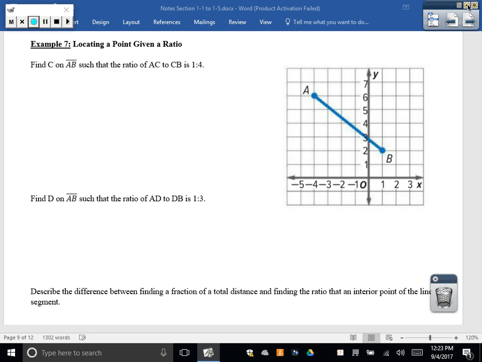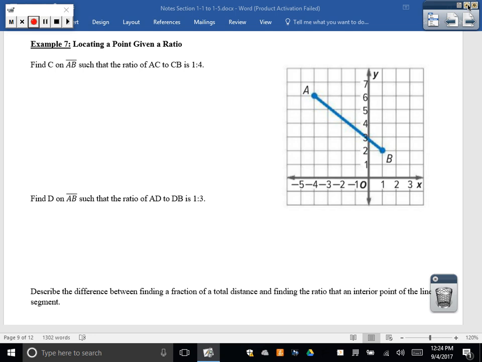I really do. The last example I have is locating a point given a ratio. I need to explain that part really clearly. Again, this is a problem I've seen on the AIR test. I want to make sure you guys can knock this out of the park because it's not that hard. It says find C on AB such that the ratio of AC to CB is 1 to 4. I'm not going to write it out on the board because it does get kind of sloppy.